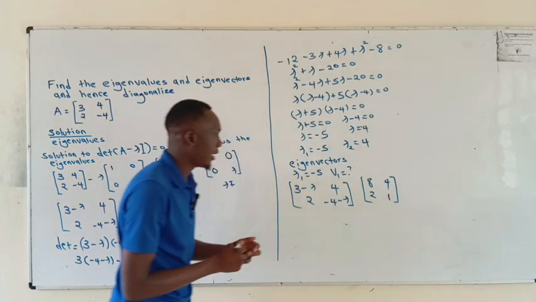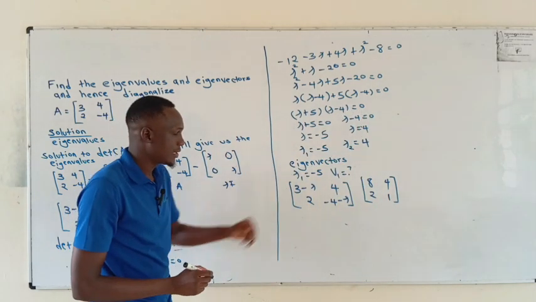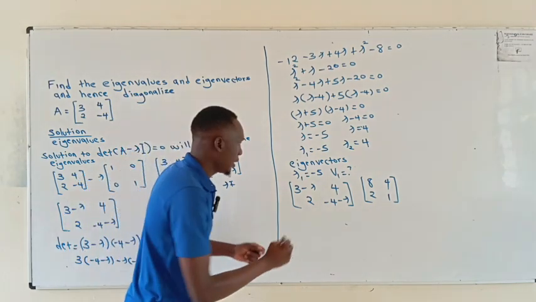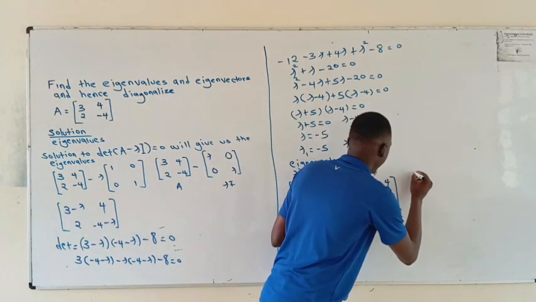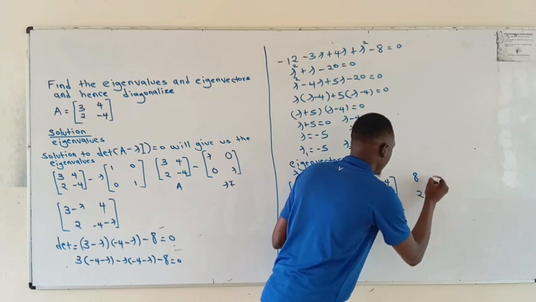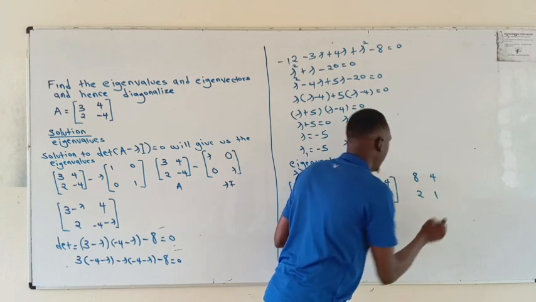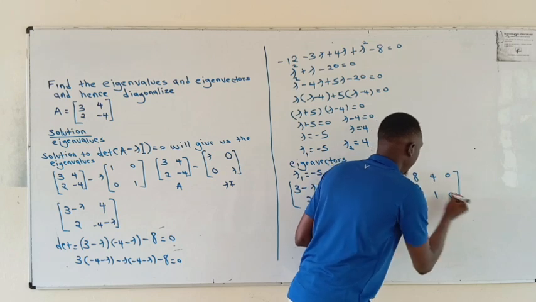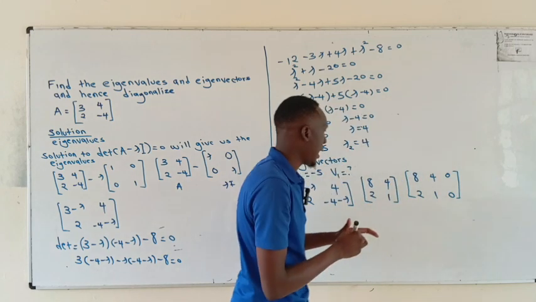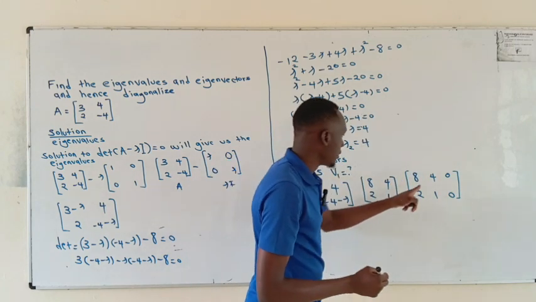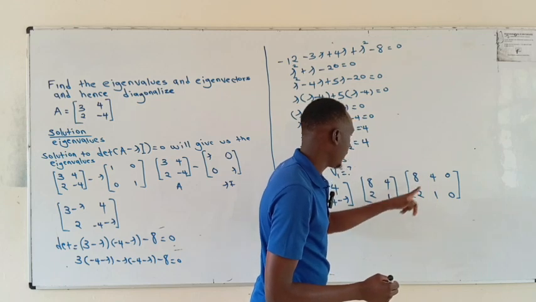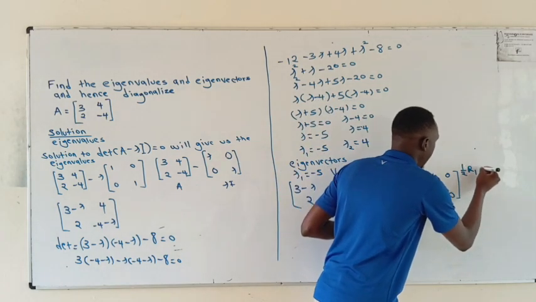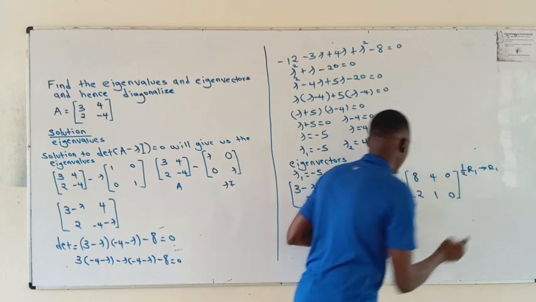Now to find our eigenvectors, we need to perform a row operation. Row operation means that we have 8, 2, 4, and 1. We add 0, 0 on the left, then we perform a row reduction. So let's have 1 over 4, a quarter, row 1, and the answer we put in row 1.